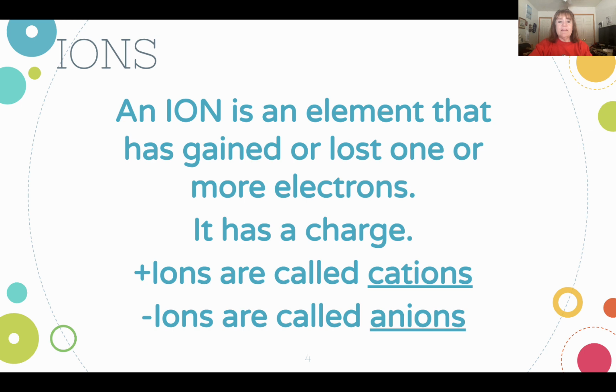So an ion is an element that has gained or lost one or more electrons. It has a charge. If it has a positive charge, a positive ion is called a cation, and a negative ion is called an anion.